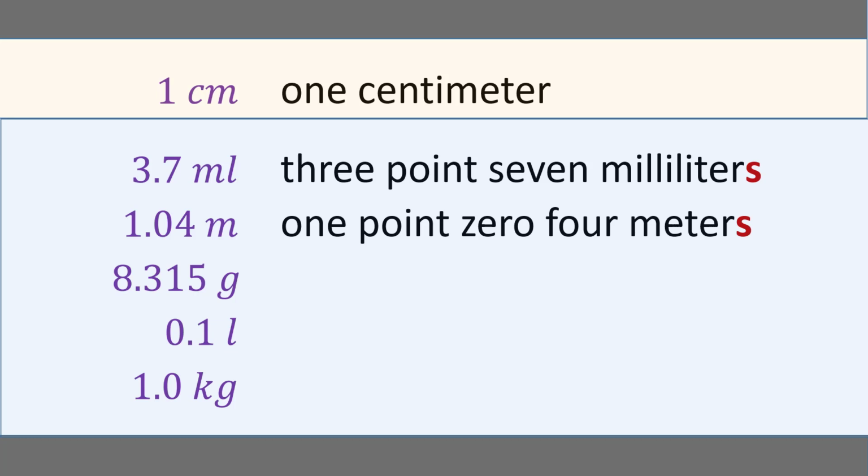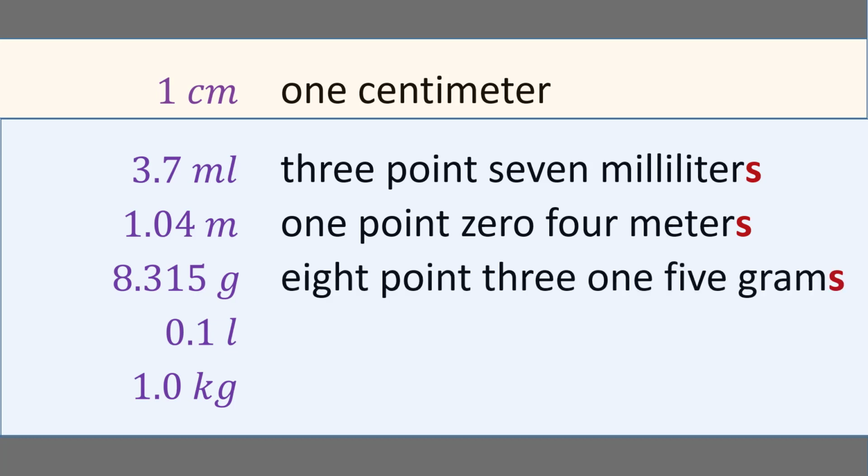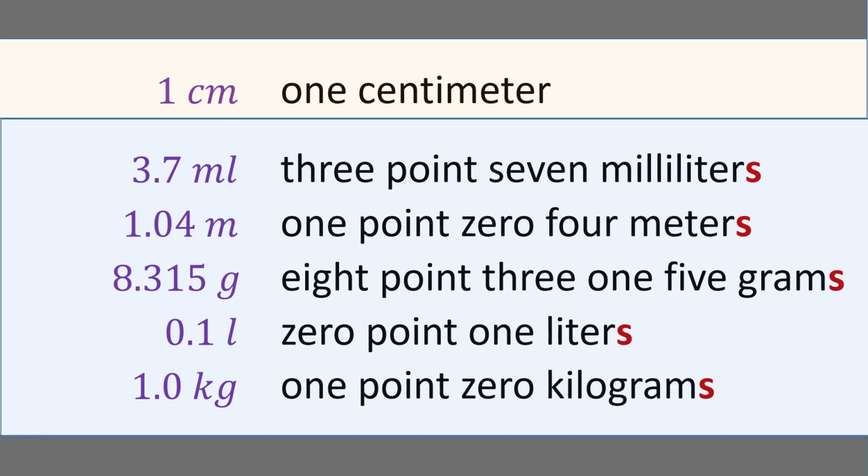1.04 meters. Again, this is a plural noun with an S. 8.315 grams. Notice that each number in the decimal part is read individually. 8.315. And this one is 0.1 liters with the S. And 1.0 kilograms with the S. Anytime you use a decimal, there's an S.